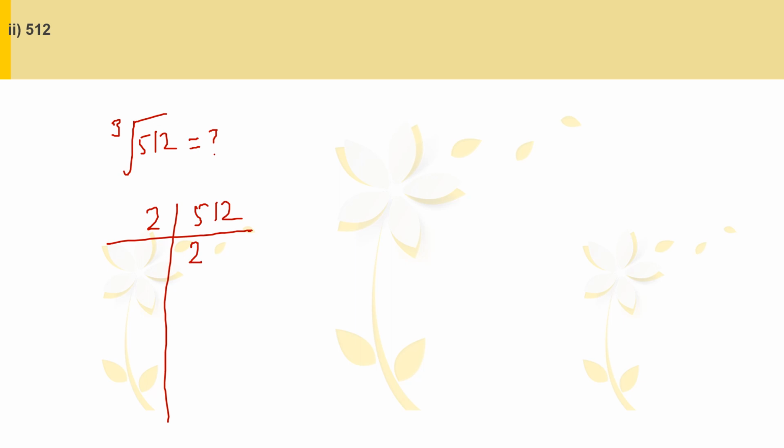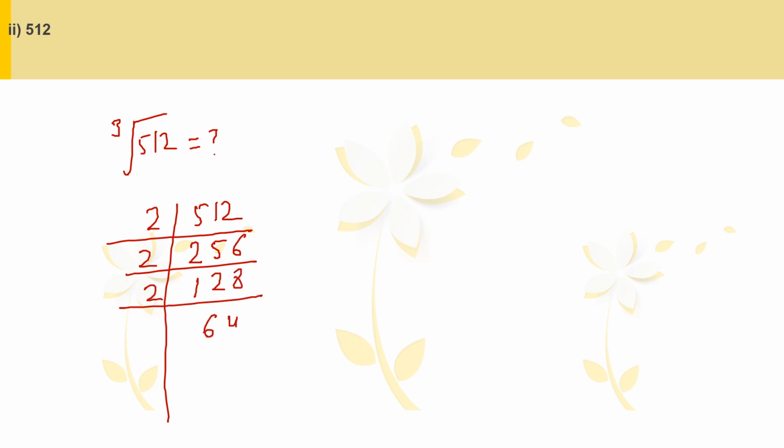Again, we have a simple question where we have to find the cube root of 512. We will again do the prime factorization for this question. 512 is divisible by 2. 2 2 is 4. 2 5 is 10. 2 6 is 12. 2 1 is 2. 2 2 is 4. 2 8 is 16.